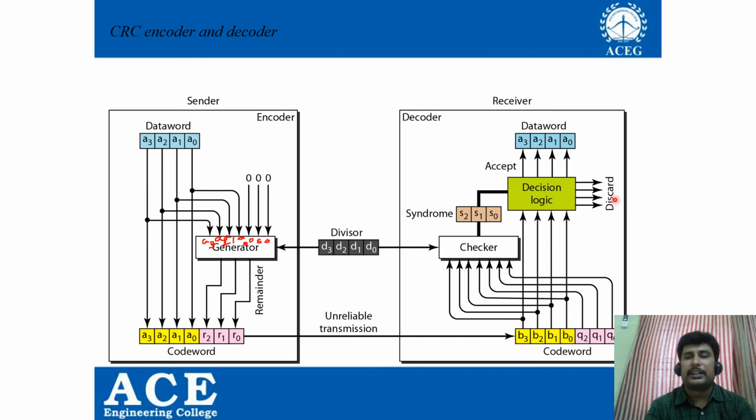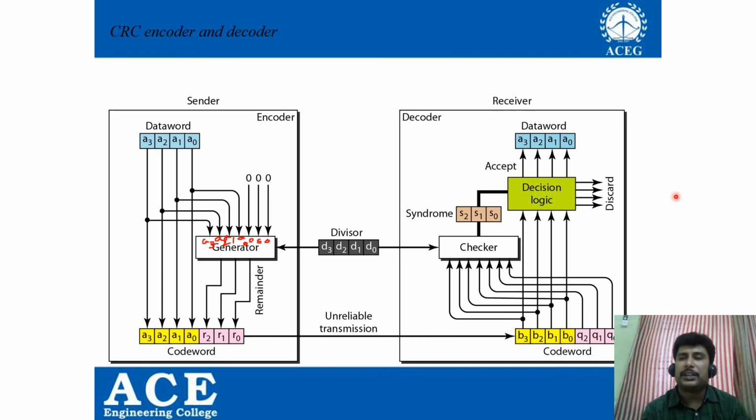So first we take a data word and determine the number of redundant bits. Assume initially the values are 0, go for a modulo 2 division, and after the remainder is generated, replace the 0, 0, 0 with the remainder value. The code word generated is transmitted to the destination. At the destination, the received code word is forwarded to a checker circuit, and here we use the same divisor which we used at the transmitter. After modulo 2 division, the remainder generated is referred to as the syndrome. The syndrome is forwarded to decision logic, and if it is 0, 0, 0, the data received is correct, and we remove the redundant bits and forward the data. If the syndrome is not equal to 0, 0, 0, the code word is discarded.